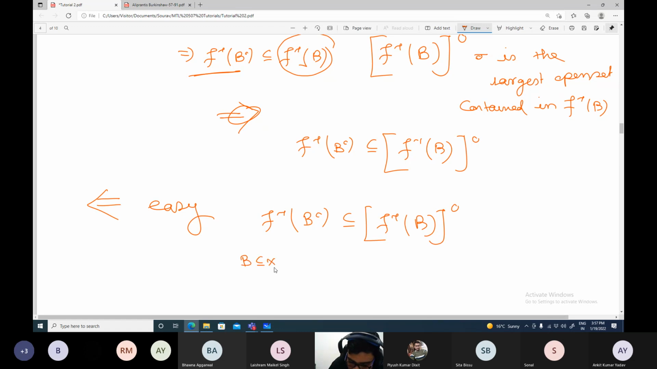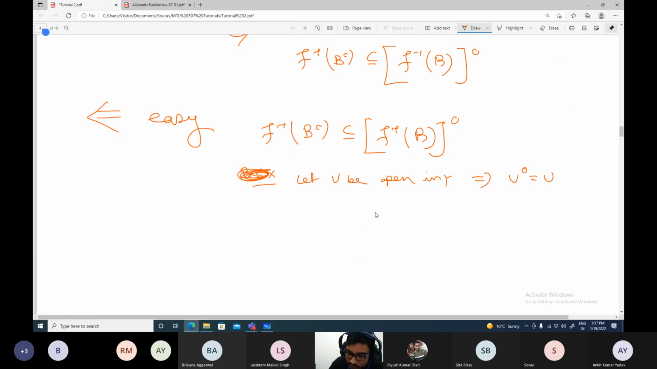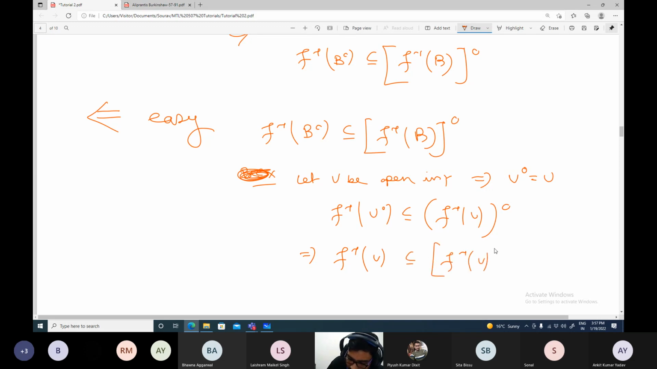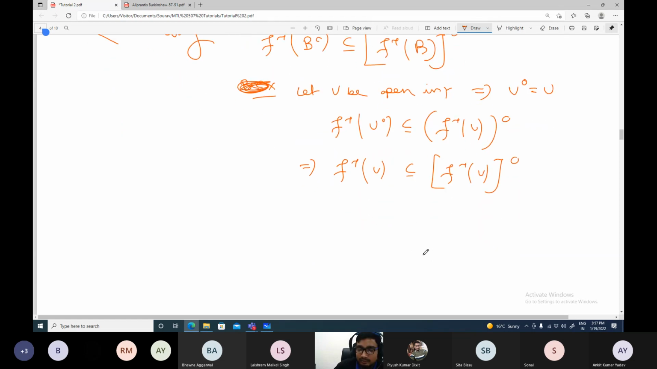So let B be a subset of Y. Now let U be open in Y. Once U is open in Y, this will imply U naught equals U, right? U is the same as its interior. Now by this result, F inverse of U naught is a subset of the interior of F inverse of U, but this is the same as F inverse of U is contained in F inverse of U naught. So what can we conclude from here? F inverse U is equal to F inverse of U naught. So this one is open.